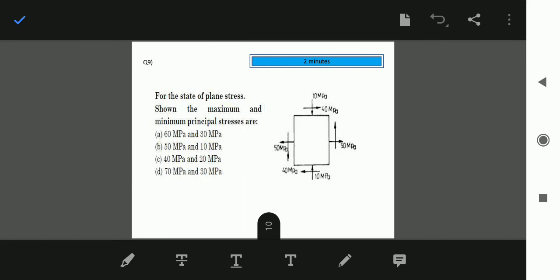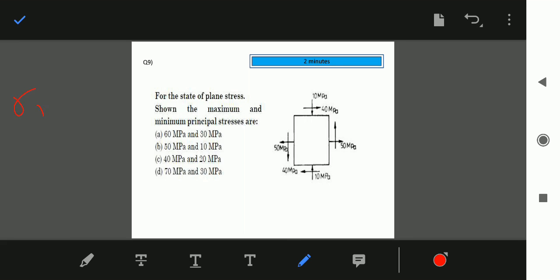So next question, question number 9. For the state of plane stress, the maximum and minimum principal stresses are asked. Again you have to find it. It's given that sigma x is 50, sigma y is minus 10, and tau xy is 40.